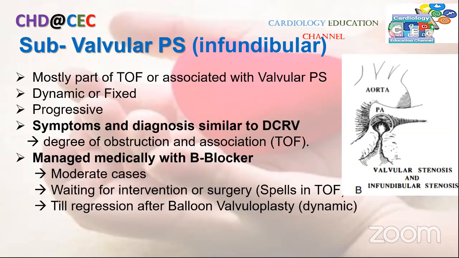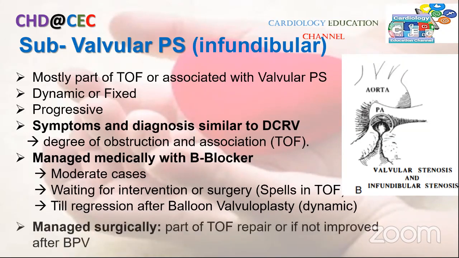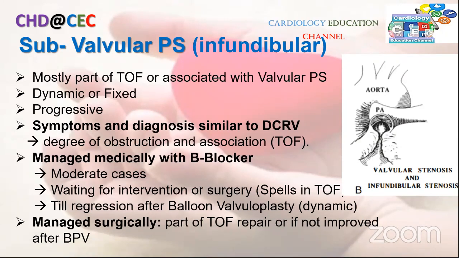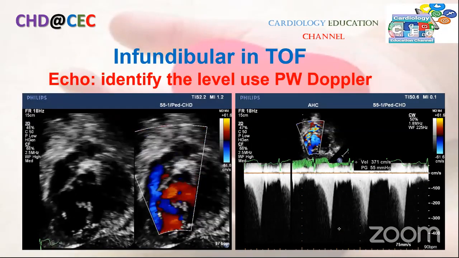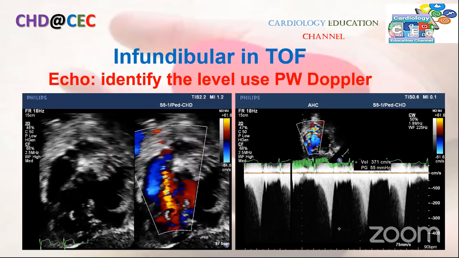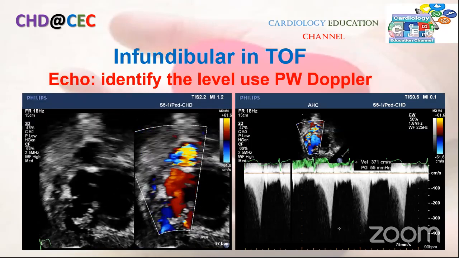Or sometimes we use a beta blocker until regression after balloon valvuloplasty, as we mentioned regarding infundibular reaction as a complication of balloon valvuloplasty. It is managed surgically as part of Fallot repair, or if not improved after balloon pulmonary valvuloplasty in case of isolated valvular pulmonary stenosis. So this is an example of an infundibular stenosis in a case of Fallot.